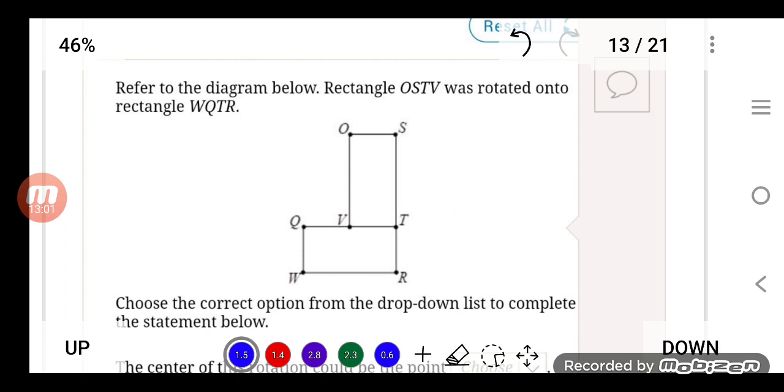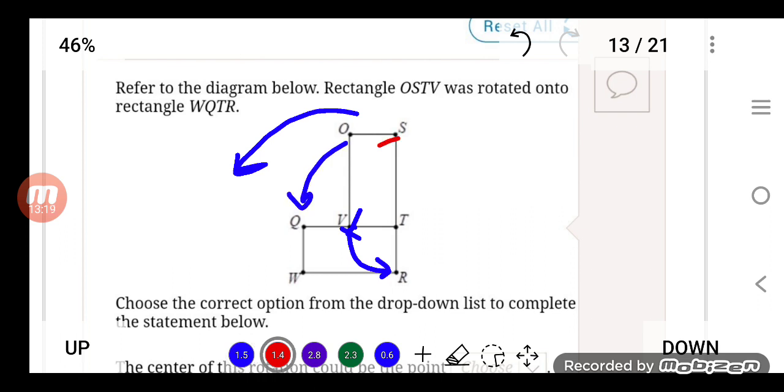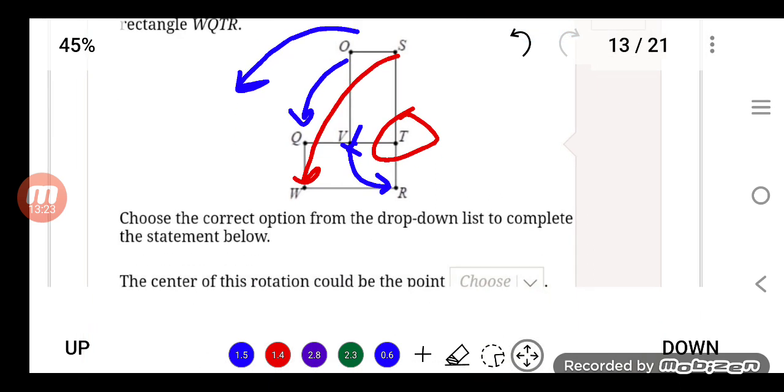is rotated to become this rectangle, which means the rotation will be this way in an anti-clockwise direction. So this point will be rotating to here, this point will be rotating to here, and this point will be rotating to this point. Center of rotation is T, so the answer here is T. T is the center of rotation.